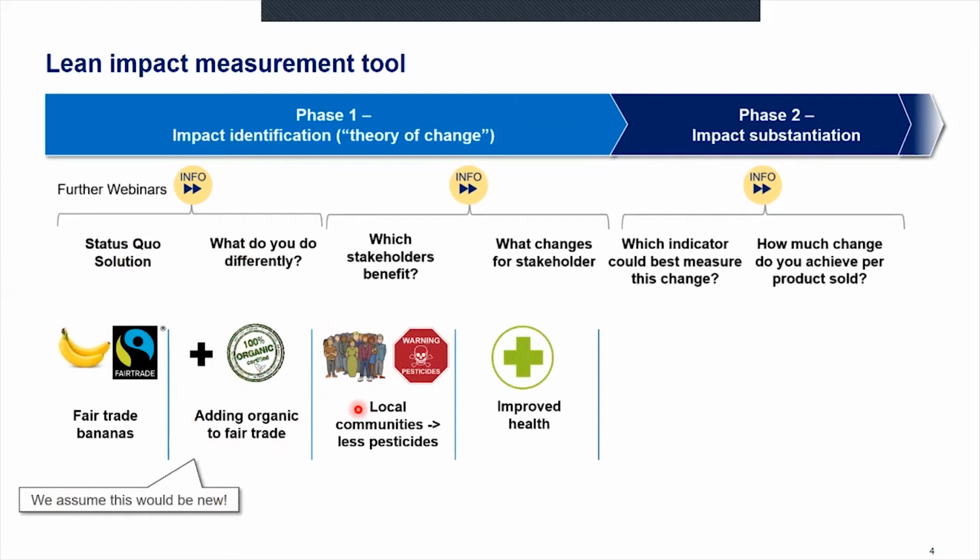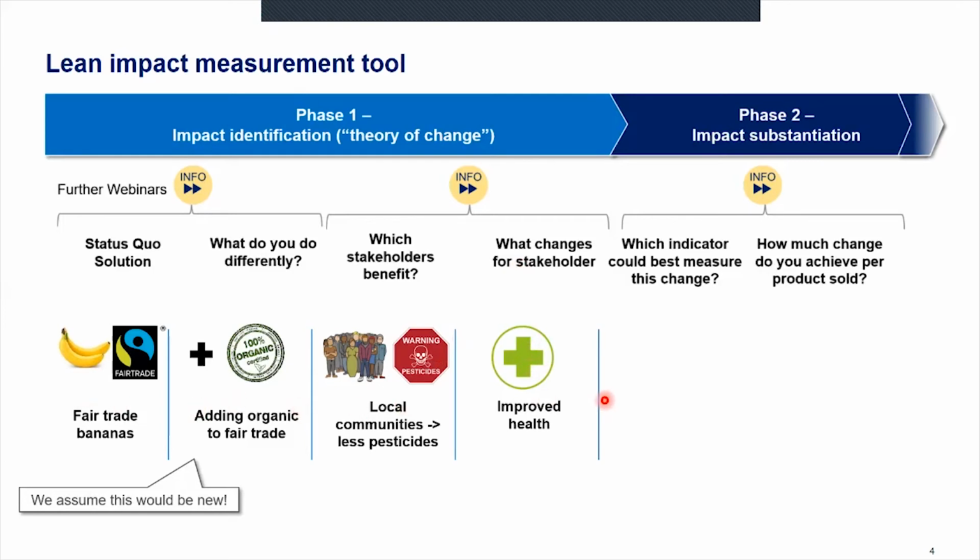Well, local communities, they could benefit by, for example, suffering less from pesticides. And what changes for the stakeholder? Well, they're likely to have an improved health. Our Excel tool helps you to identify the 3 most important impact chains that you have.